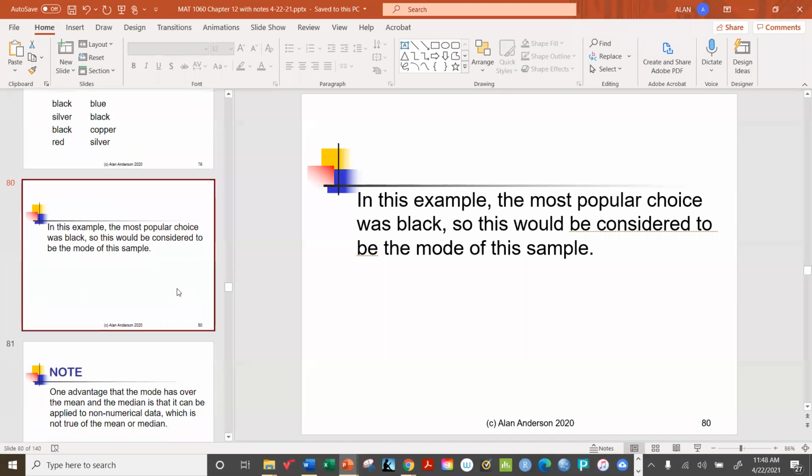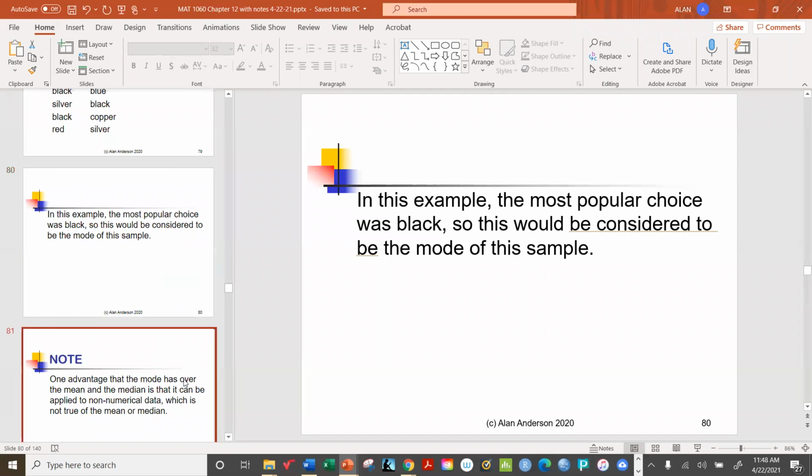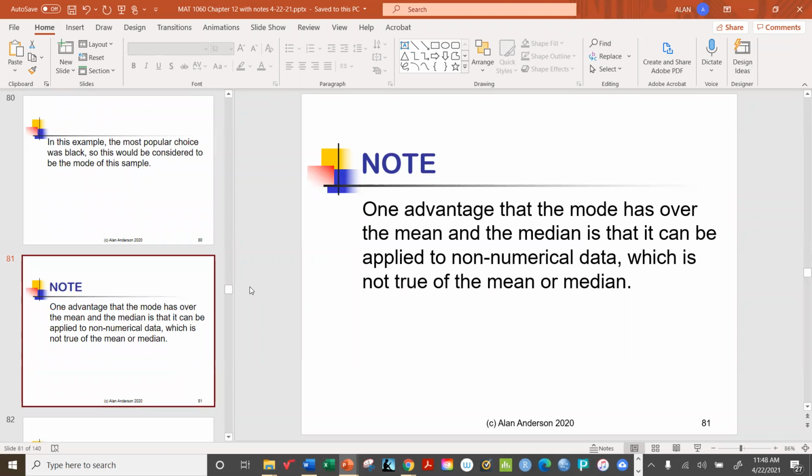Now, here's the nice thing about this. You cannot apply the mean and the median to non-numerical data like you can here. But you can apply the mode to it. So if you're looking at, let's say, colors or flavors or whatever the case may be, you have to use the mode because the mean and the median would be undefined. There's no such thing as a median or mean of non-numerical data. So this is where the mode can be very useful.